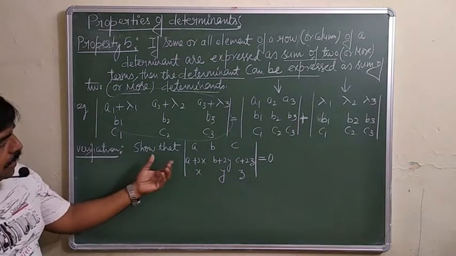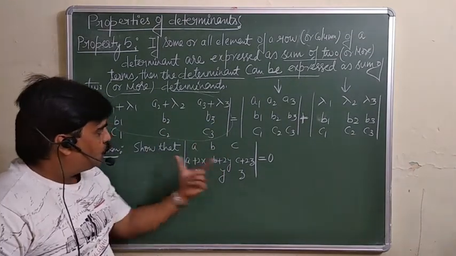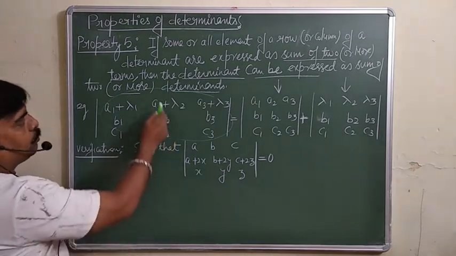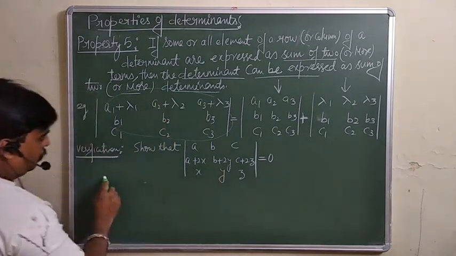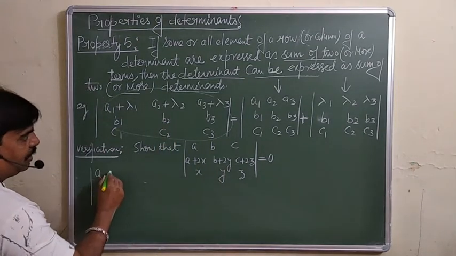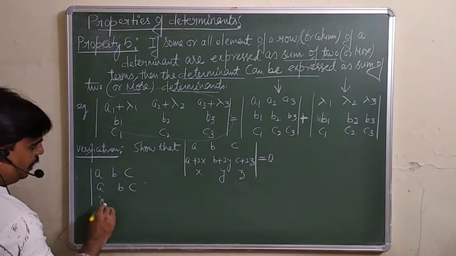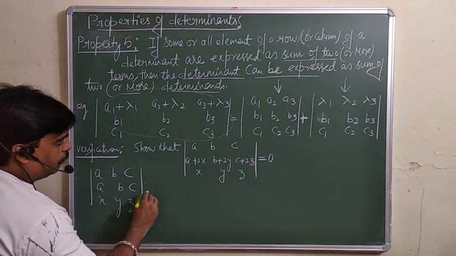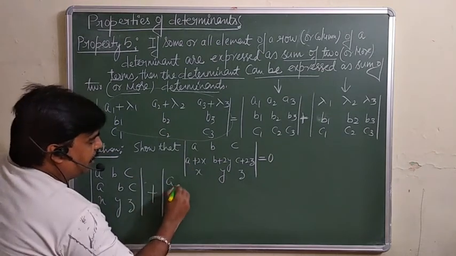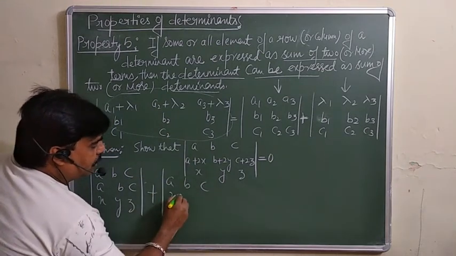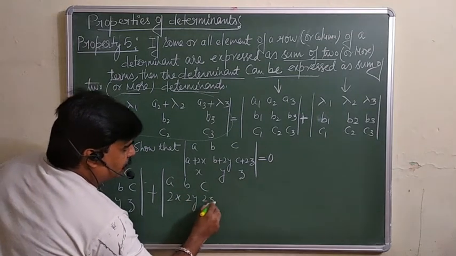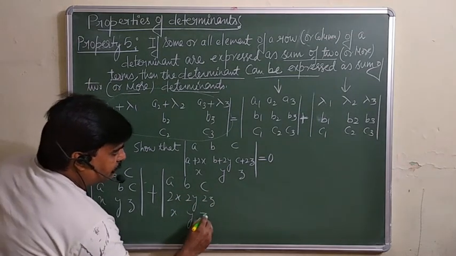For example, suppose this is your given determinant, and we want to show that it is equal to 0. By using this property we can break it up. It can be written as the determinant a, b, c, a, b, c, x, y, z plus the determinant a, b, c, 2x, 2y, 2z, x, y, z.